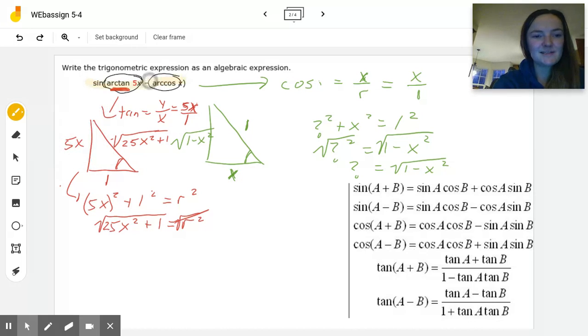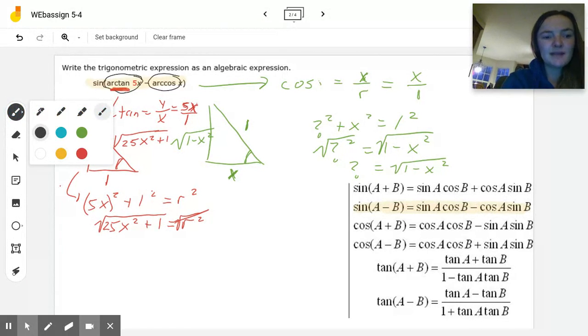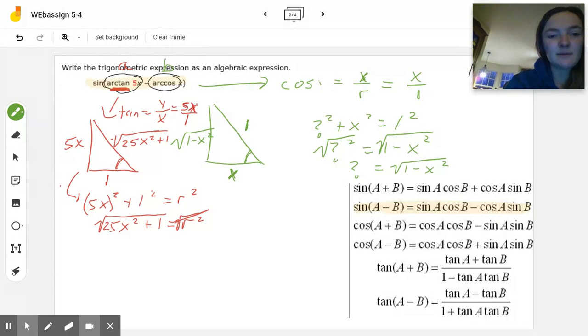The one that applies here, sine of arctangent of 5x minus arc cosine, looks like it's in the category of sine of a minus b, which means I can rewrite this whole thing in terms of that identity. We can say that arctangent is going to be a, and I'll make it red, and arc cosine is going to be b. I'm going to make it green.